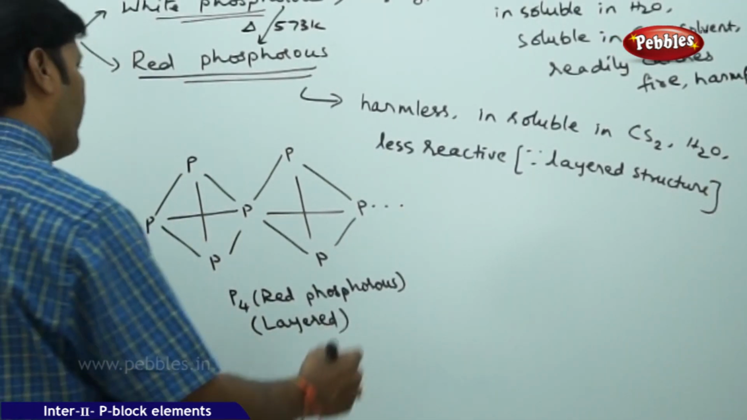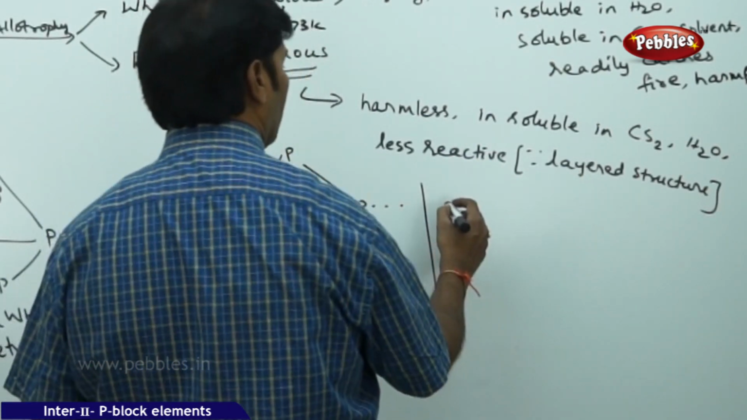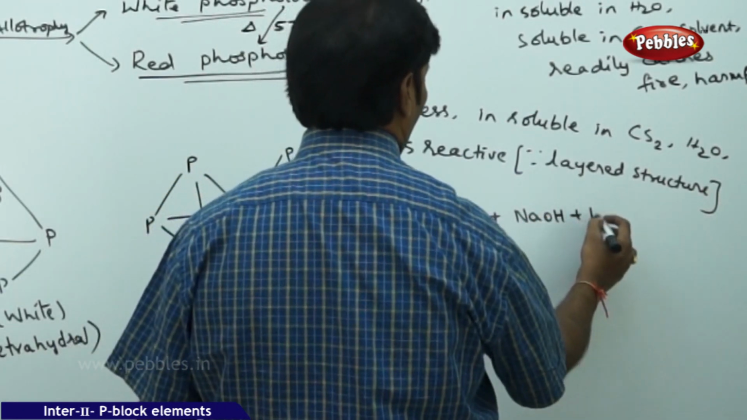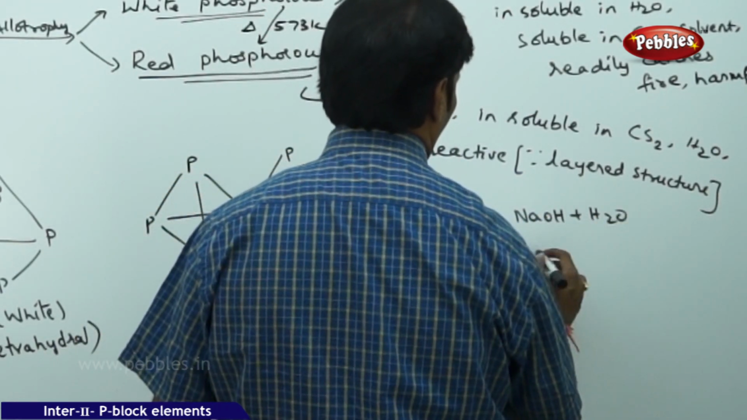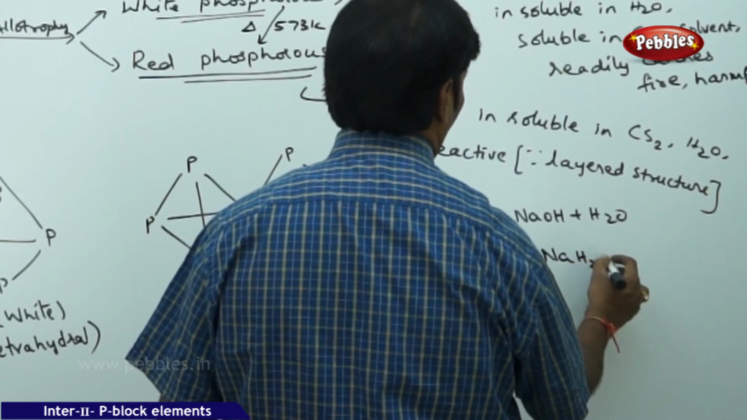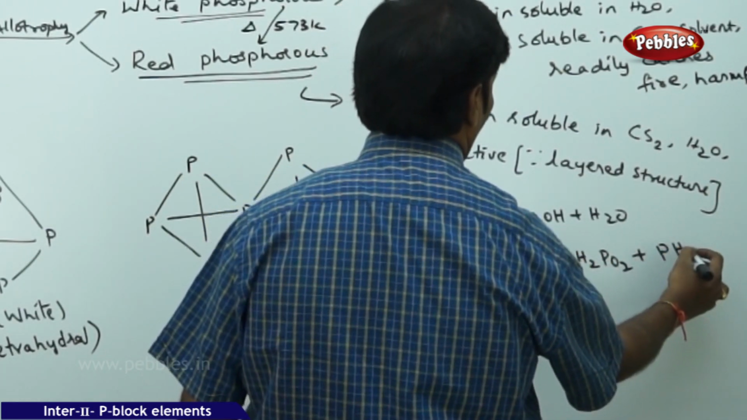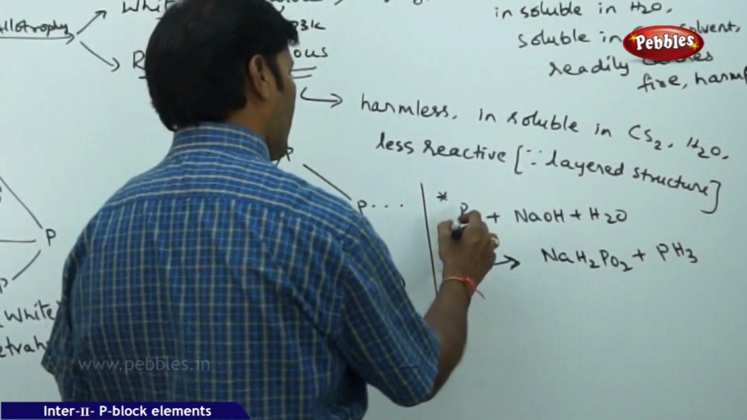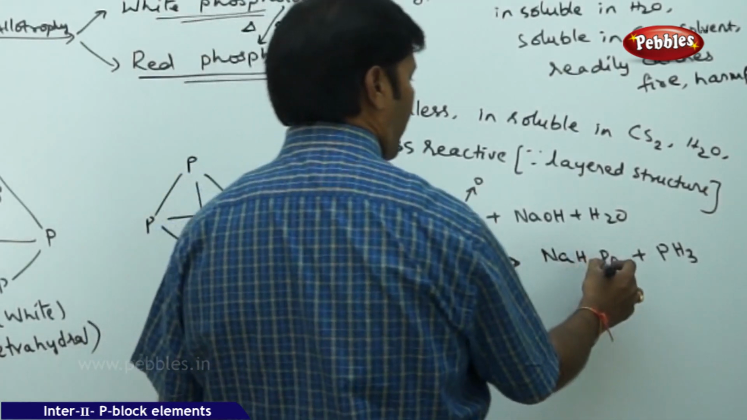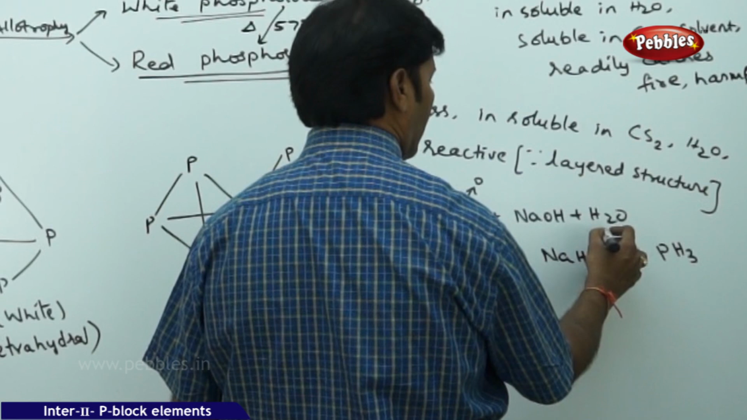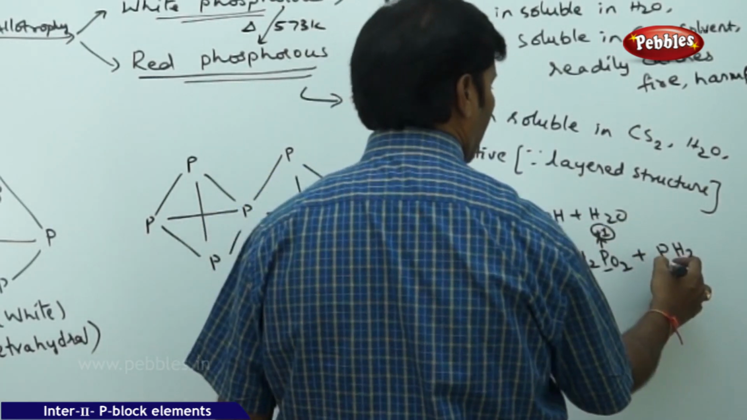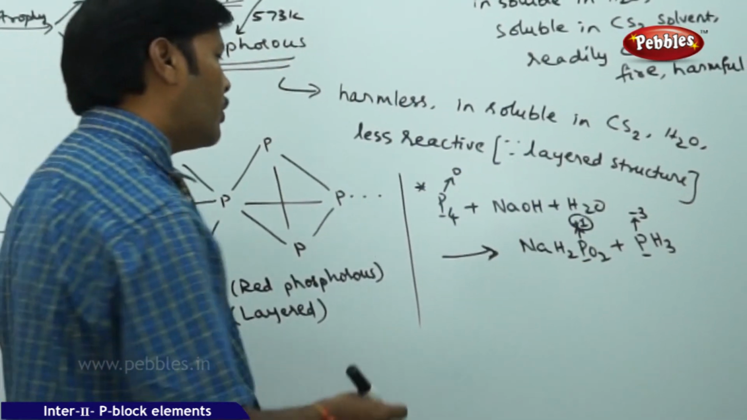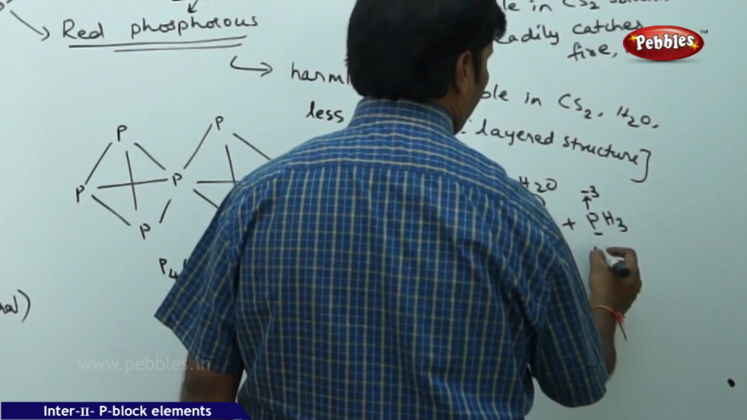If you go to the reactivity of white phosphorus, it is highly reactive, so it reacts with NaOH in the presence of water under dilute conditions. It gives NaH2PO2 plus PH3. The significance of this reaction is that white phosphorus is undergoing a disproportionation reaction. Here the oxidation state of white phosphorus is 0, in sodium hypophosphite the oxidation state is +1, and in PH3 phosphorus is -3. So the reaction is a disproportionation reaction, and this gas is poisonous, that is phosphine.